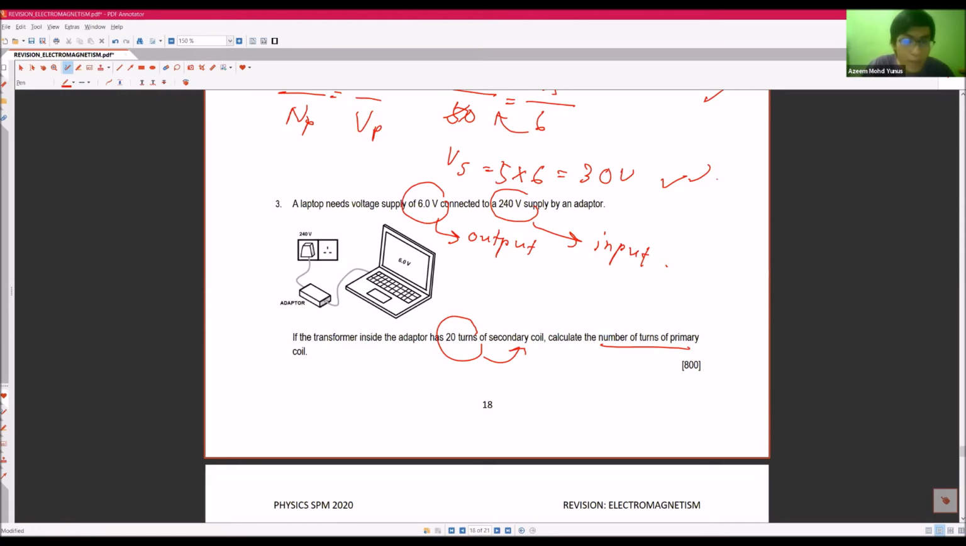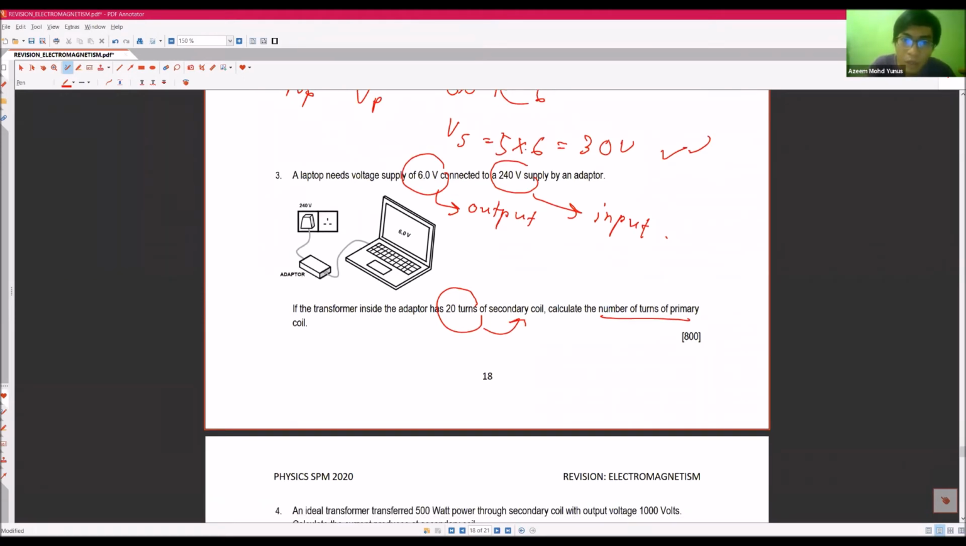Again, we just use the ratio here. How much does 240 have to change to become 6? It must be divided by 40, I guess. Yes, this must be divided by 40. That means the 20 turns of secondary must be increased 40 times, because primary should be a larger number than secondary. This is a step down transformer. So 20 turns times 40 becomes 800.